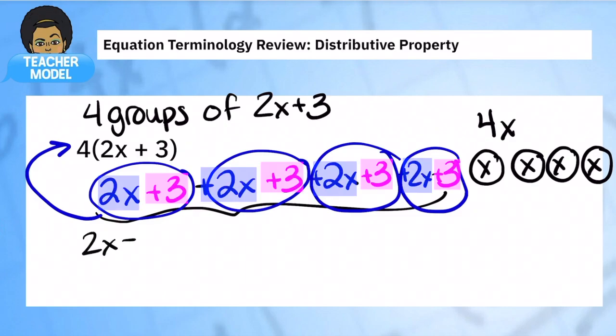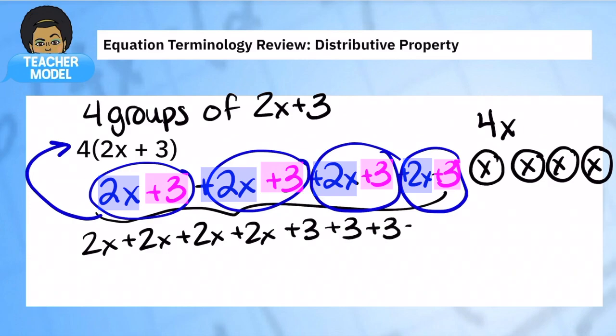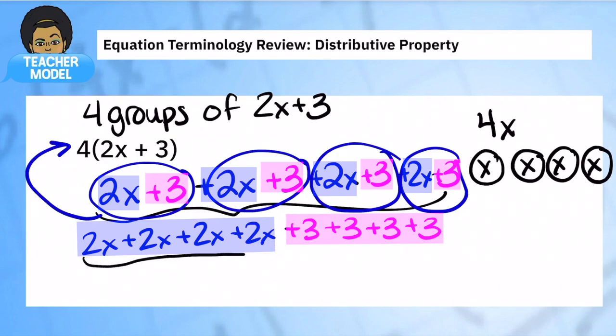Now, if I want to simplify this all together, yes, you could rewrite it and you would have 2x plus 2x, because remember we want the terms that are the same together, and then plus 3 plus 3 plus 3 plus 3. And now that they're together, you can just combine the things that are alike and just know that all of these can be simplified into 8x, and all these 3's can be simplified to 12.